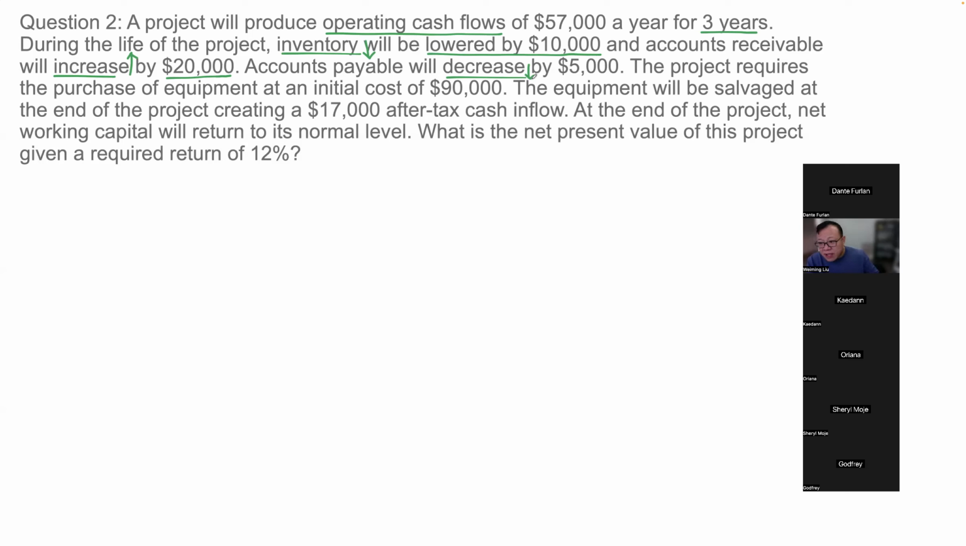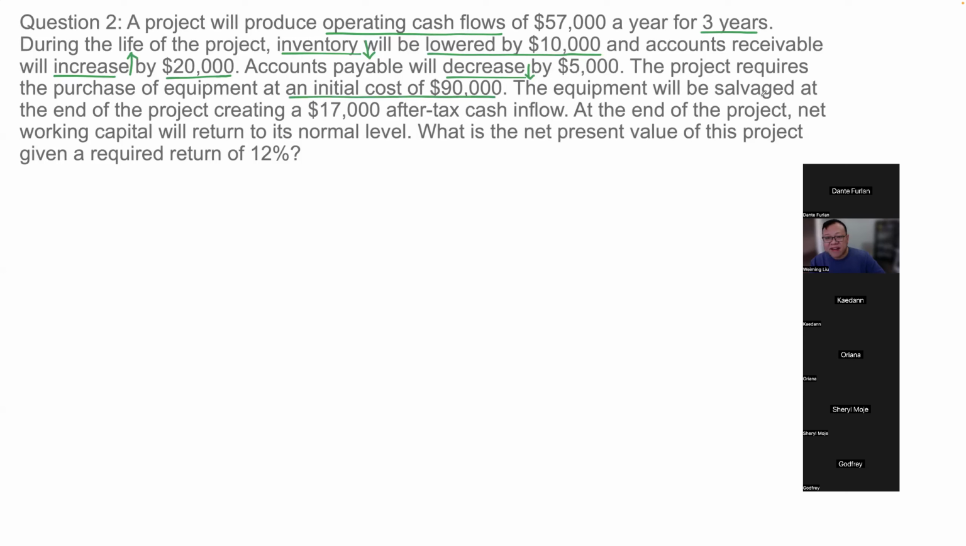And let's say this project helped me sell inventory faster, so your inventory is lowered. And then maybe you are targeting clients that will pay you slowly, so your accounts receivable increased. What I'm trying to say is that when you have a project, it can affect your different asset accounts or liability accounts. Okay, the project requires the purchase of equipment at an initial cost of 90,000.